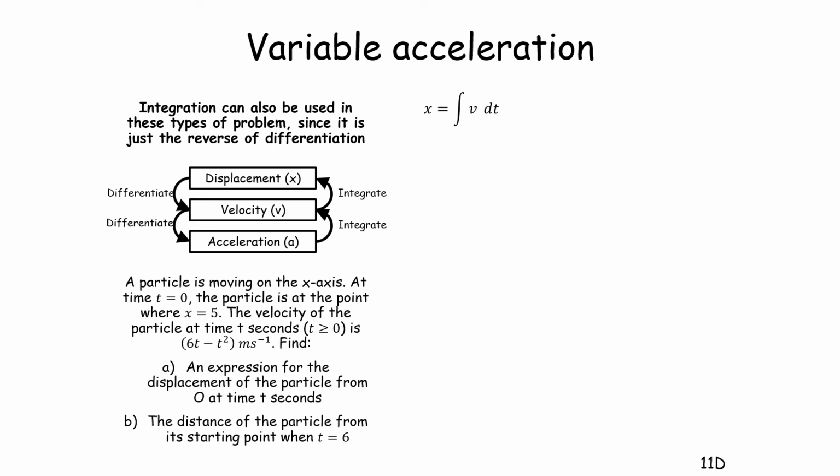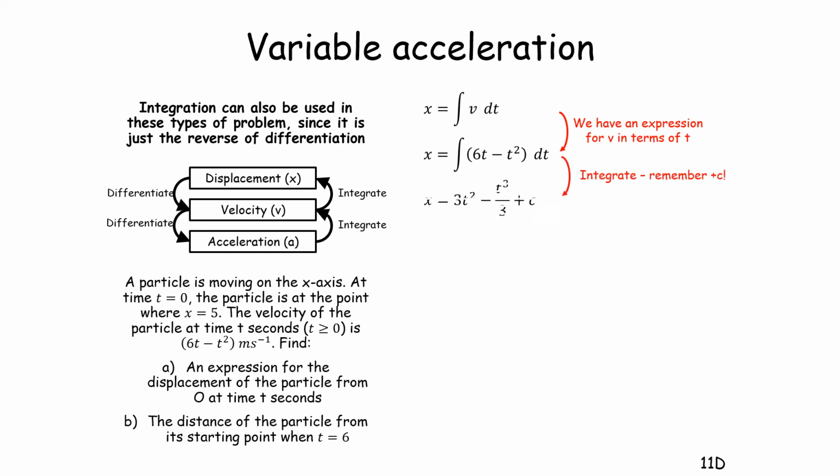So this time we need to do the reverse and do integration. If we have a displacement, x would equal the integral of v dt. We can replace the v with 6t minus t squared. Now if we do the integration, we get 3t squared minus t cubed over 3 plus c.